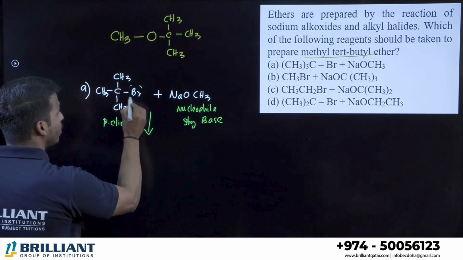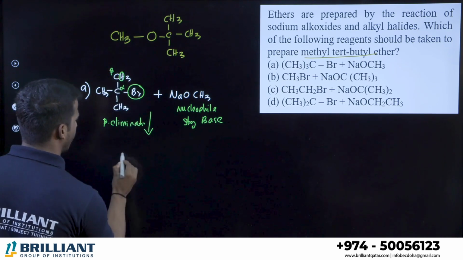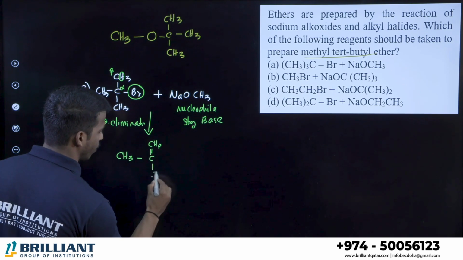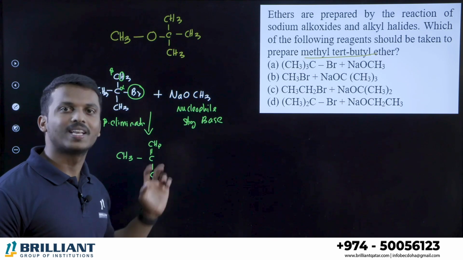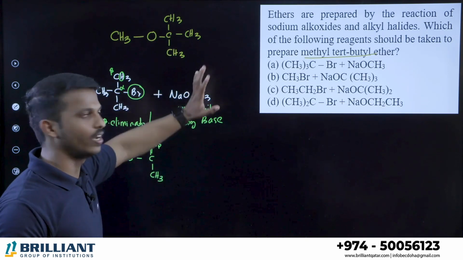Dehydrohalogenation. Halogen will go from the alpha carbon, one hydrogen will go from the beta carbon, and a double bond forms between alpha and beta. This is the product you are going to get. This is an alkene, not this product. So the first one is not possible.